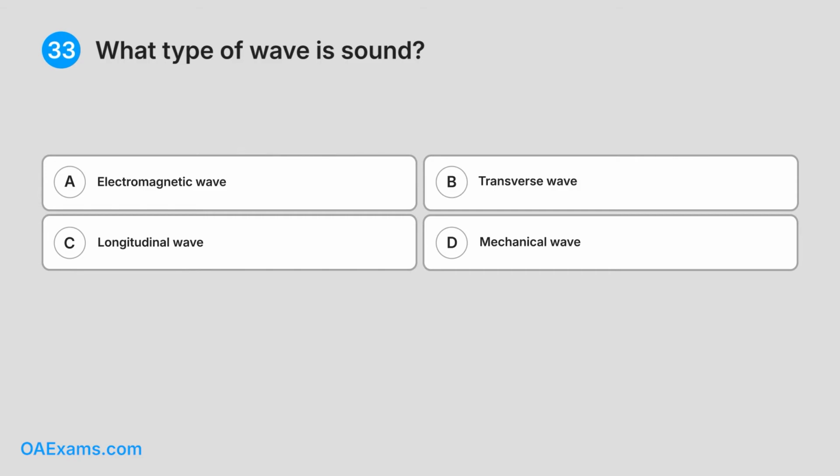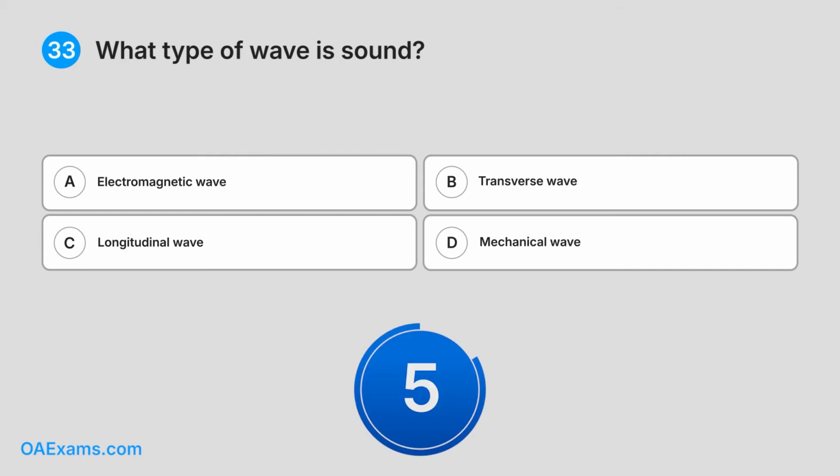33. What type of wave is sound? A. Electromagnetic wave. B. Transverse wave. C. Longitudinal wave. D. Mechanical wave. Do you know the answer?